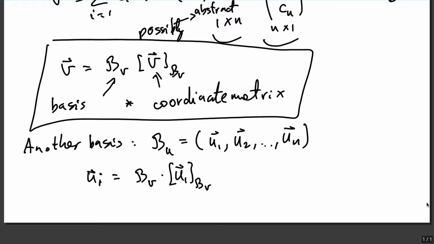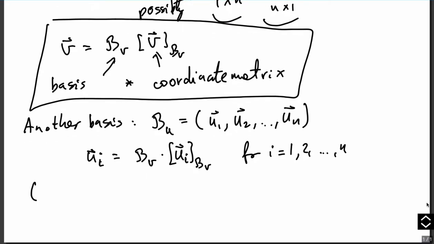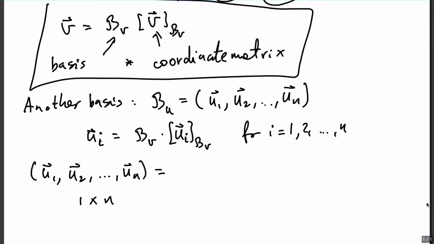This is actually true in general for i going from 1 to n. And then if you put together the U vectors into a matrix or row vector, U1, U2, Un, this is a 1 by n vector. Then listing one after the other, factoring out the BV basis, what we get is that this is BV times these coordinates put together: the U1 coordinates in the BV space, the U2 vector's coordinate matrix in the BV space, and so on.